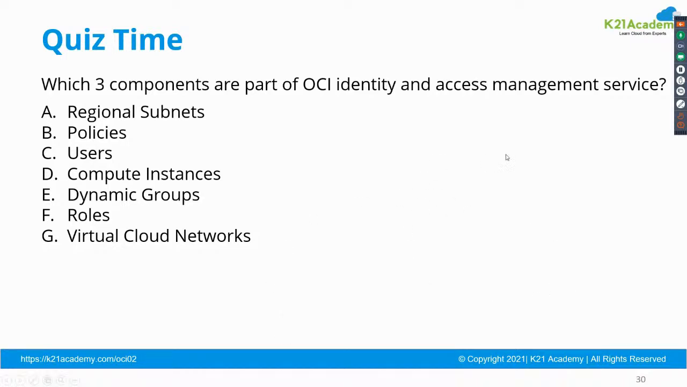What's your answer? We have seen that regional subnets belong to the network service. Policies and users, yes, they both belong to identity and access management. Here we have asked for 3. Compute instance belongs to the instance family. Dynamic groups, yes, this is the one we haven't seen, but it belongs to identity and access management. This is basically a part of instance principal, and will be used so that whatever instance you create will be dynamically allocated to that group. Roles, there is no such concept here. And VCN belongs to the network service. So the correct answer is B, C, and E.